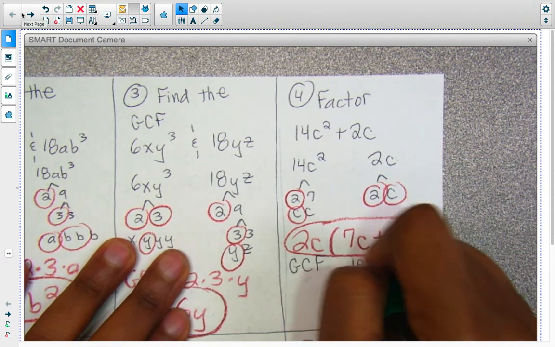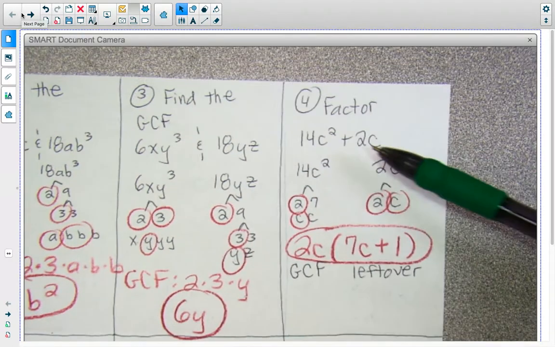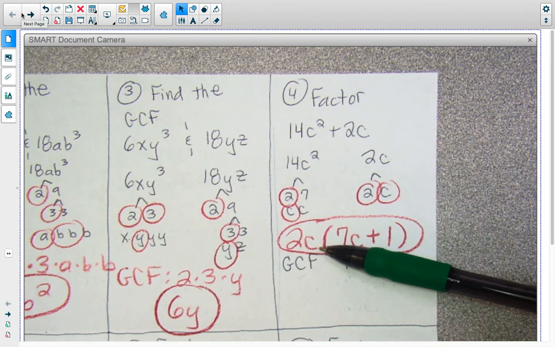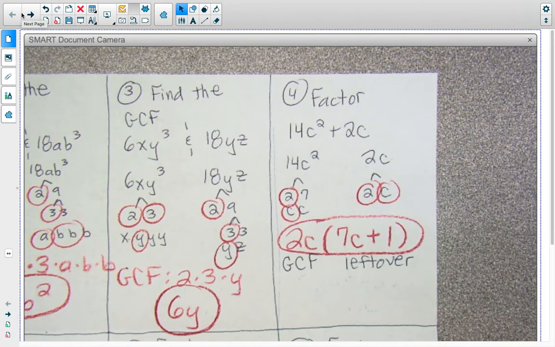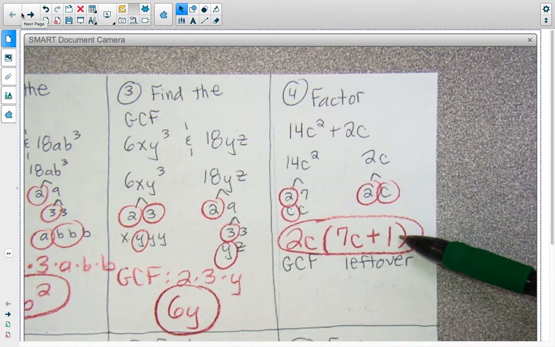So this is leftovers. When you're factoring, greatest common factor always goes on the outside. That's your first step when you do any kind of factoring, and that's on the front of our foldable. So your greatest common factor goes on the outside. Everything else goes on the inside.